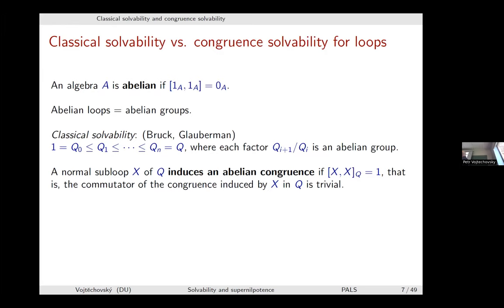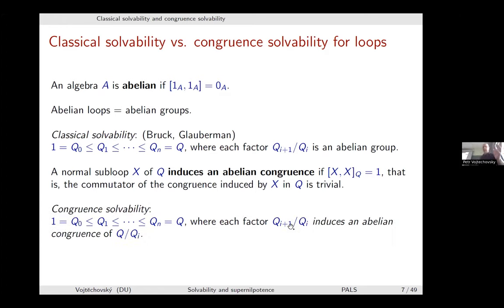So this is the congruence induced by X, if you wish. If you calculate a commutator in the full algebra Q, and if it's trivial, meaning the zero congruence here, it's slightly confusing, but in terms of subloops, of course, it makes sense to write 1 here for the trivial subloop. If this is the case, we say that the subloop induces an abelian congruence. This is a phrase I will use because I need to speak of this situation frequently. I could be saying X has a trivial commutator or something like that, but we'll be saying it induces an abelian congruence.